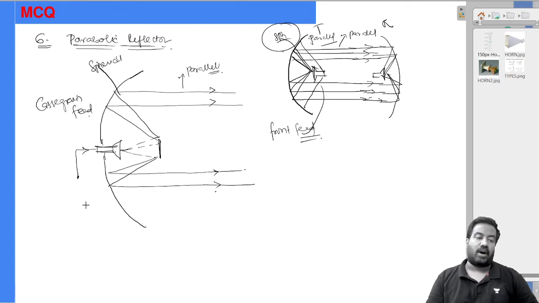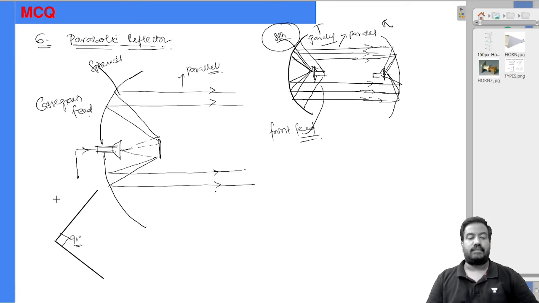Other than this, you will have the corner reflector. The corner reflector will be in this shape, with a corner angle of always 90 degrees. And always remember, for a corner reflector, this corner angle is always 90 degrees. Instead of a parabolic shape, we have another shape where this corner is possible. Therefore, it's called a corner reflector. Clear?